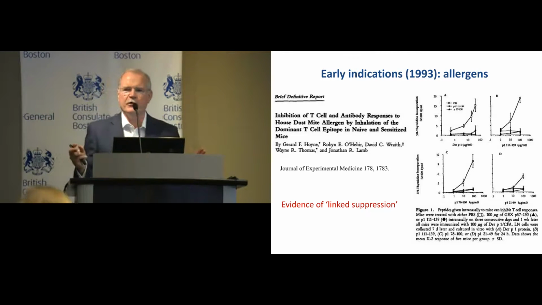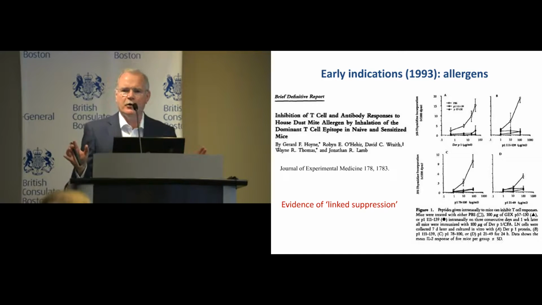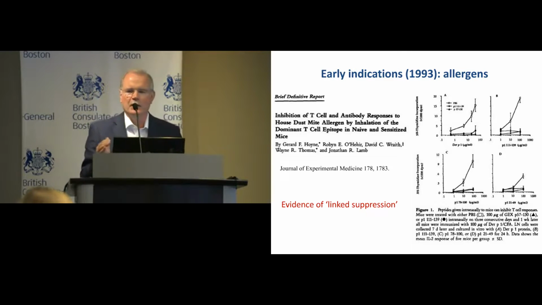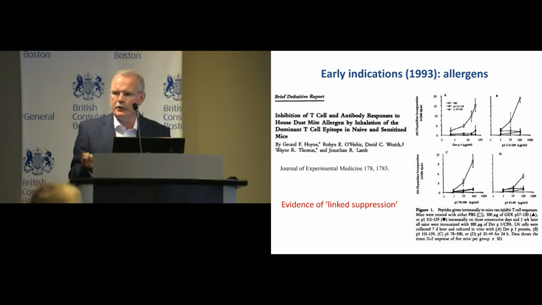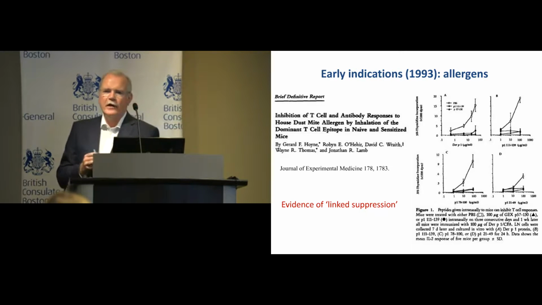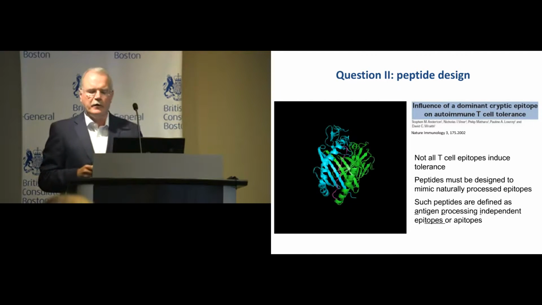So all of the responses to all of the epitopes within the protein are being suppressed by administration of one T-cell epitope alone. This is the phenomenon of linked suppression. Okay? The second question, which is a very important one, relates to peptide design.